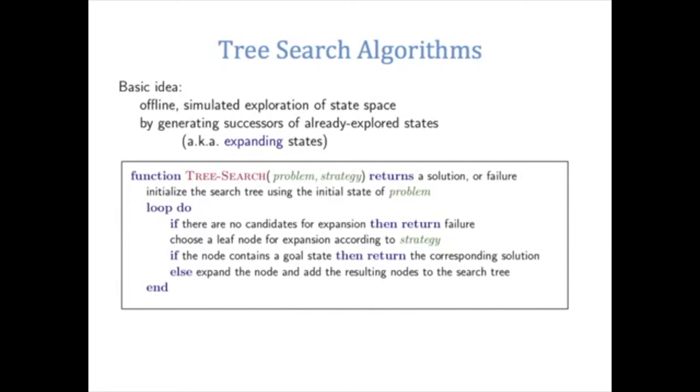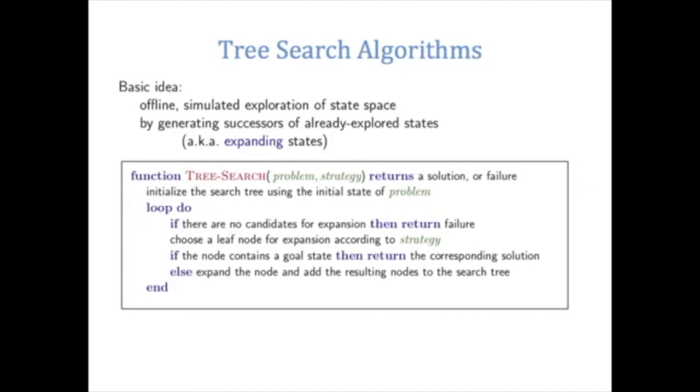So we initialize the search tree starting with the initial state of the problem, which we've defined formally in the previous part of the lecture. And then iteratively we do the following. If we haven't reached the goal state and there are no candidates for expansion, then we've failed because we have no possible solution. Otherwise, choose some leaf node for expansion according to our strategy, and we'll talk about those strategies in a moment. The classic ones are breadth first and depth first.